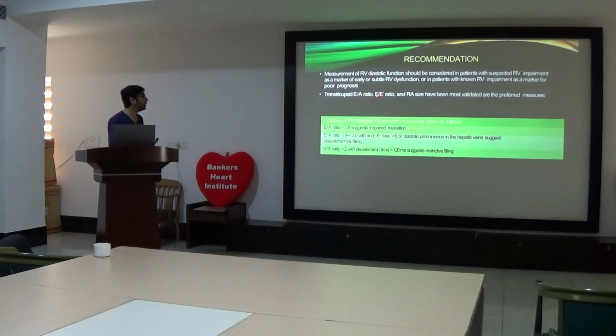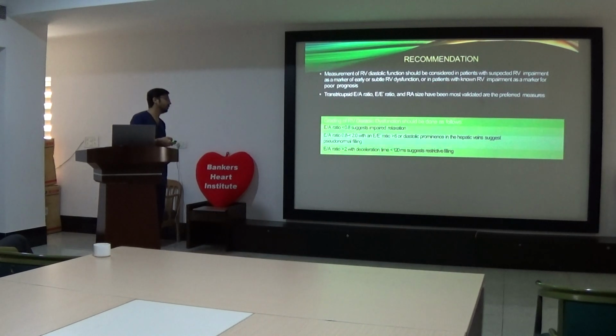Tricuspid E/A ratio, E/E prime ratio and RSI have been most validated for measurement. So the grading of RV diastolic dysfunction should be done as before. An E/A ratio less than 0.8 means impaired relaxation, the same way as the E/A ratio in the LV at the mitral level. If it is less than 0.8 in the RV, it suggests impaired relaxation of the right ventricle.